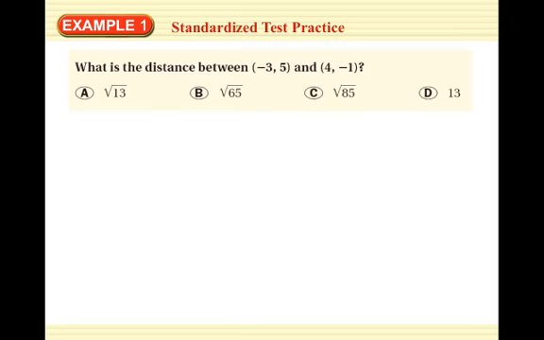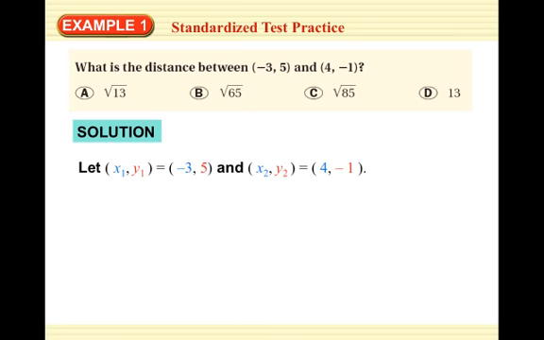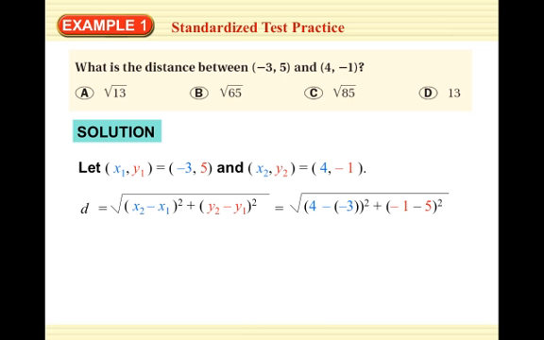All right, let's look at an example. What is the distance between (-3, 5) and (4, -1)? So we're going to assign (-3, 5) to be (x1, y1), and (4, -1) to be (x2, y2), and then we're going to apply our formula. So we write it down, and we'll plug in our values.